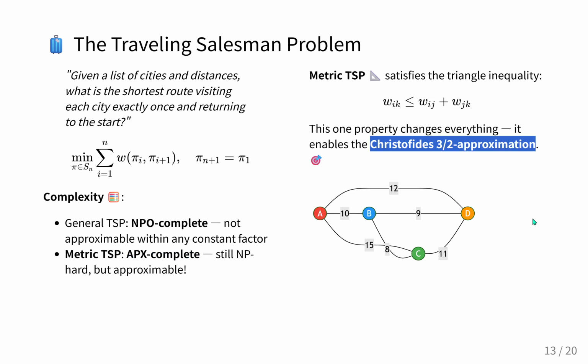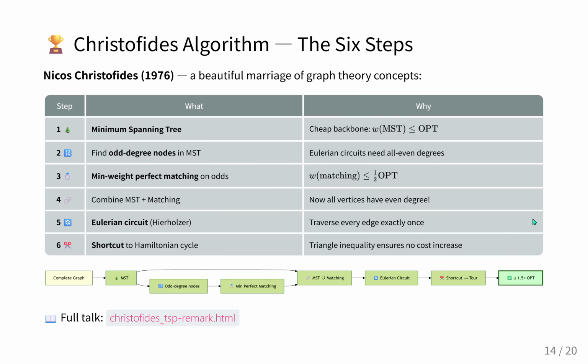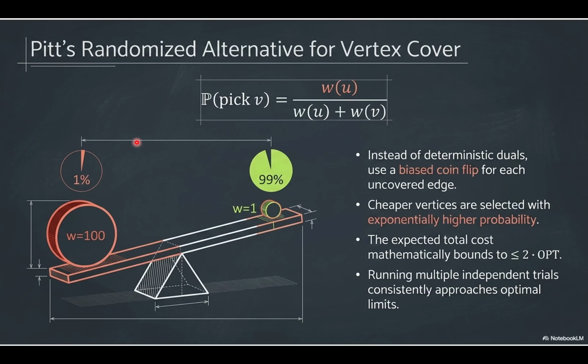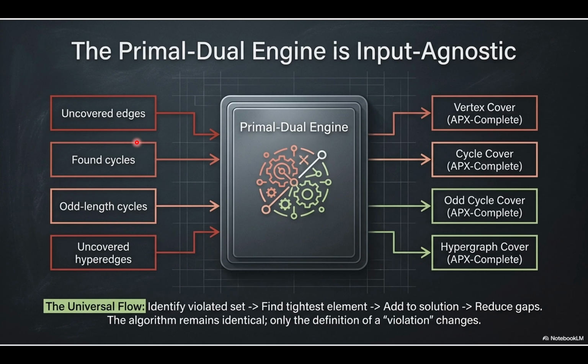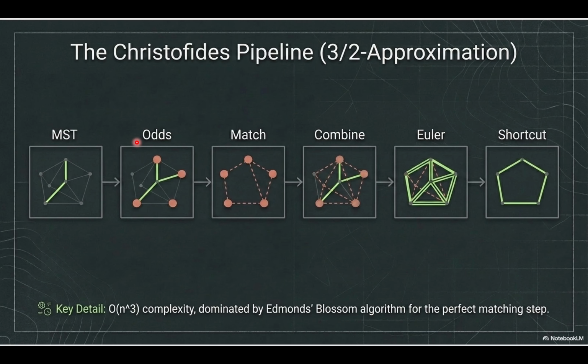Yeah, and Christofides did this in 6 brilliant steps. First, you create a minimum spanning tree, an MST. Which is the cheapest backbone connecting all the cities without any closed loops. And the MST is mathematically less than the optimal cost. Right, but an MST has dead ends. So step 2, you find all the nodes with an odd number of connections. Because an odd number means you get stuck. You need an even number to enter and exit.